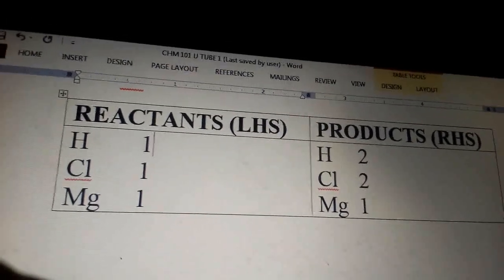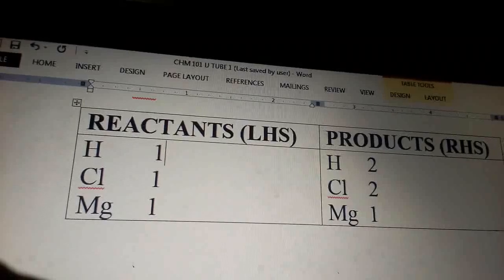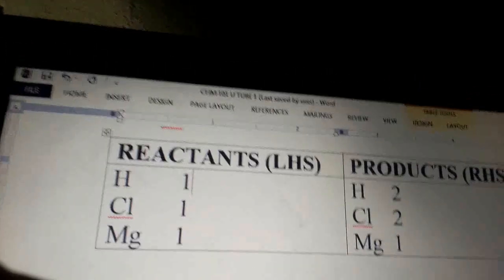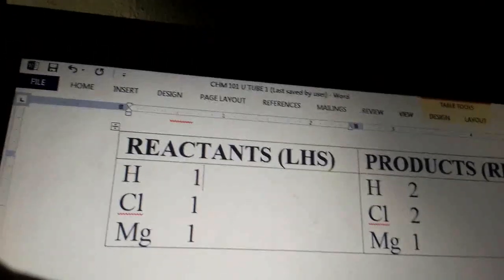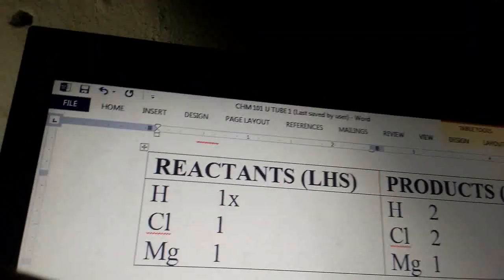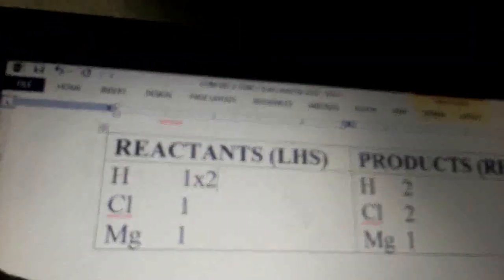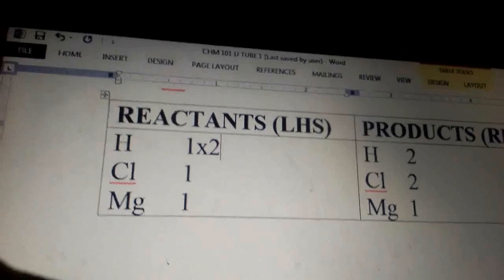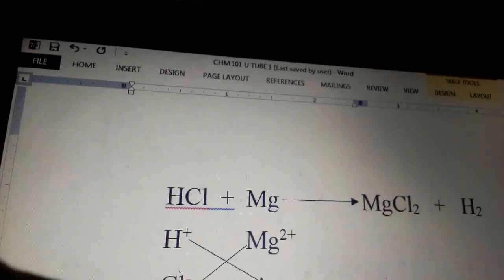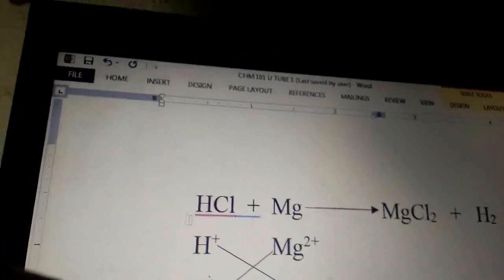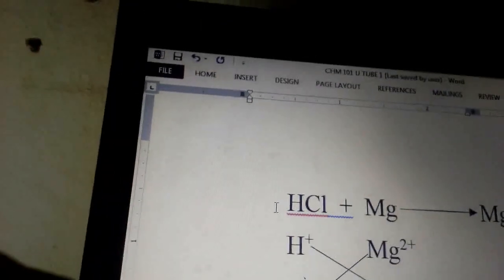So we decide to start with any of them, hydrogen or chlorine. So let's choose hydrogen, where we place the cursor. We multiply that 1 by 2. You can see that. So we are increasing hydrogen to 2. We go back to the equation. Locate hydrogen on the left-hand side. You can see the cursor moving.